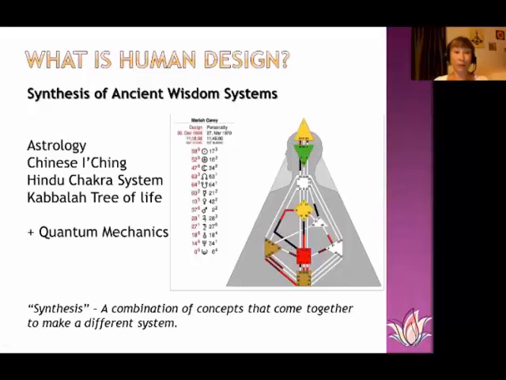And when I was first introduced to my human design chart, I knew about astrology. I recognized the chakra system. I have since learned a lot about the Chinese I Ching and a little about the Kabbalah tree of life, but really I didn't need to know any of that to decipher what was on my chart. And neither will you, especially when you're first getting started.